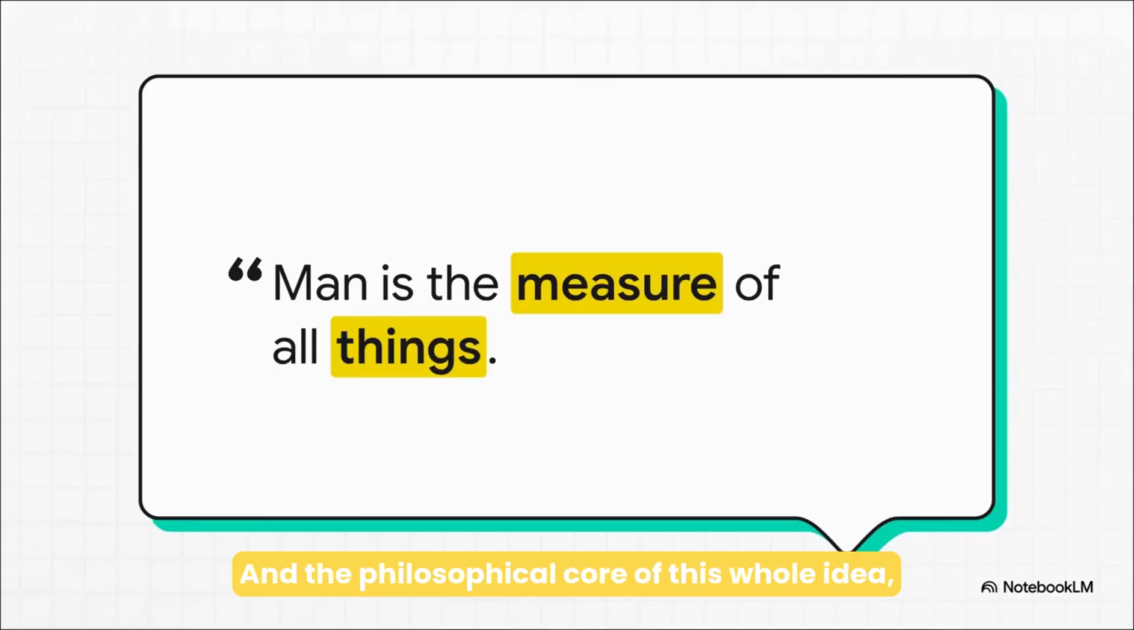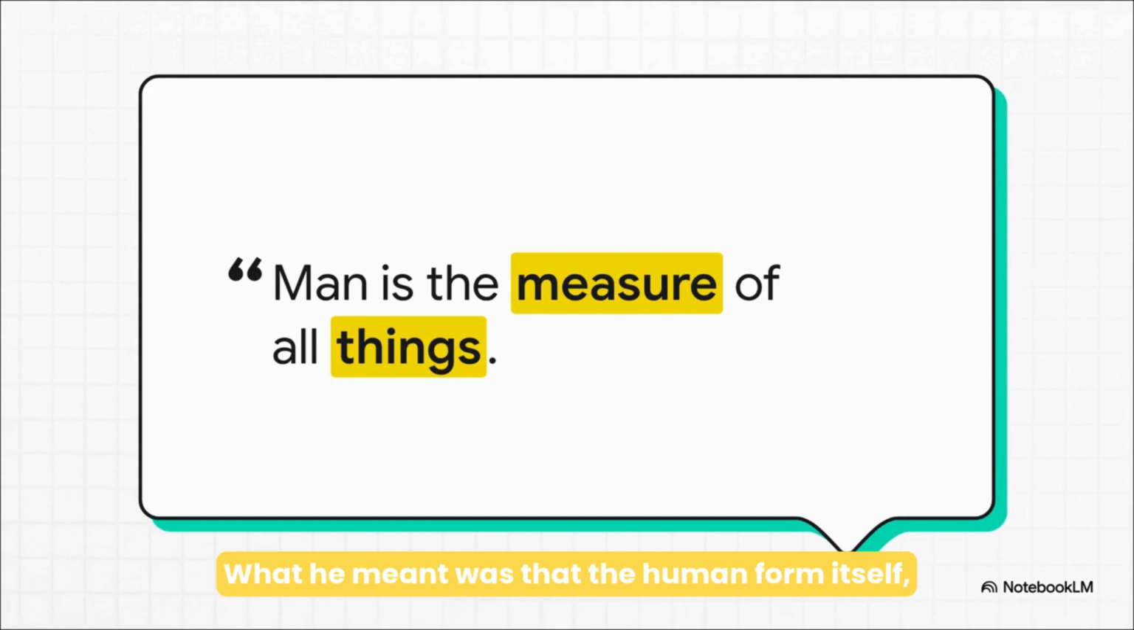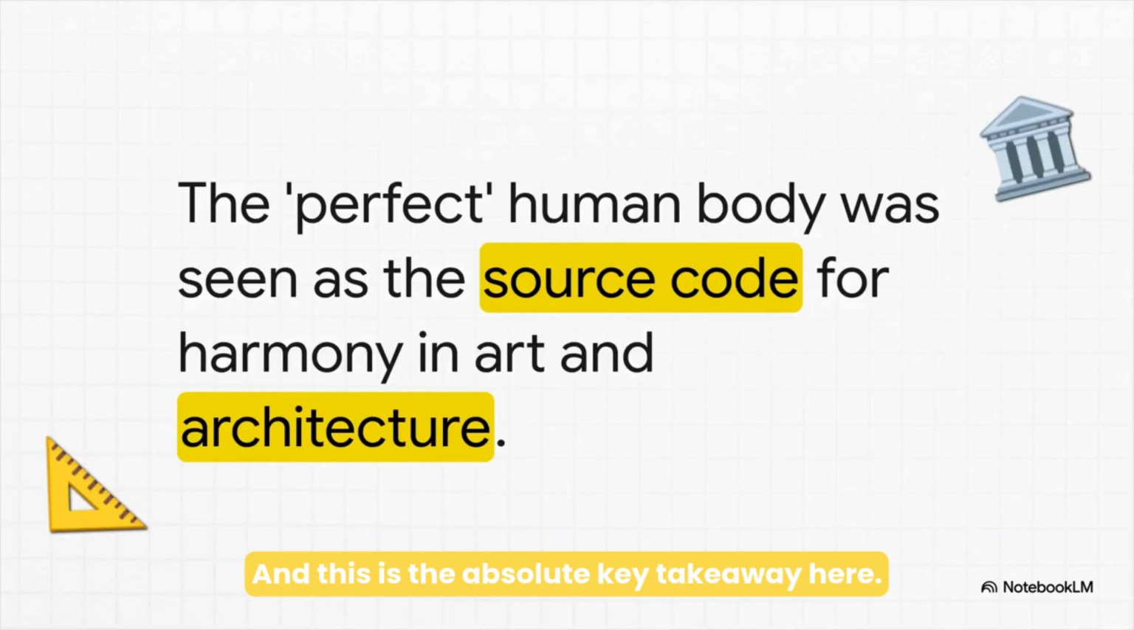And the philosophical core of this whole idea comes from the ancient Greek philosopher Protagoras, who famously said, "Man is the measure of all things." What he meant was that the human form itself holds the secret code, the key to perfect harmony and proportion for everything else.